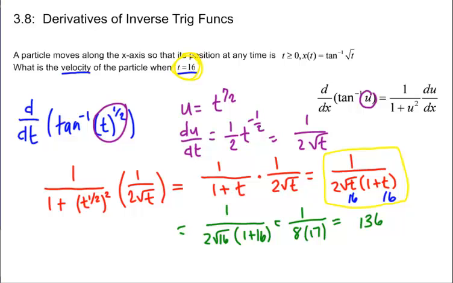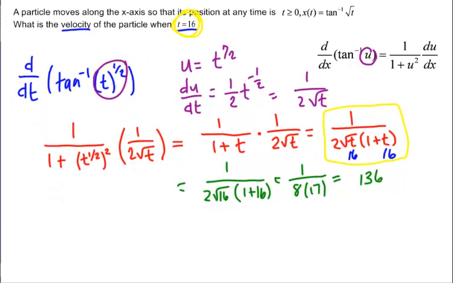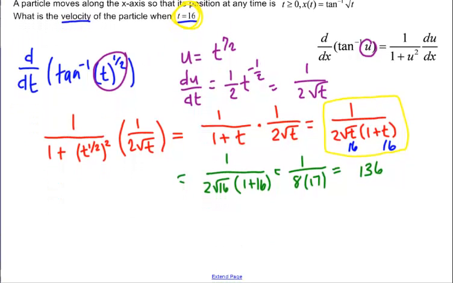Alright? So what if I gave you a problem like the arctan of x to the negative 1/2? And what's the speed of a particle when x is 4? Can you do that one? You try this one. See how it works out.